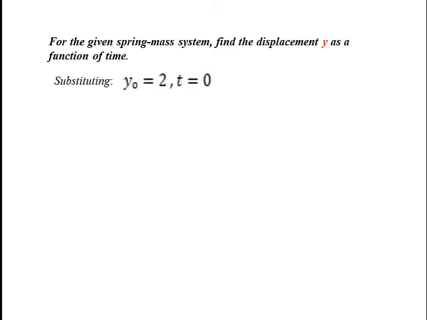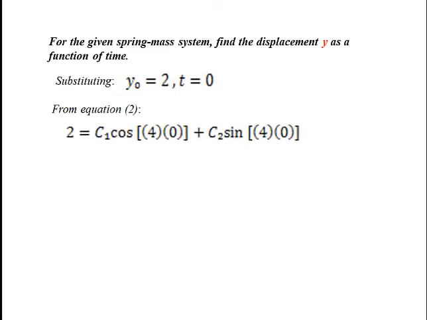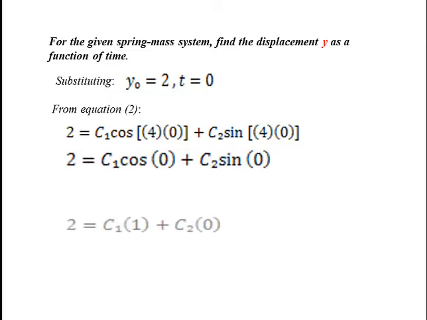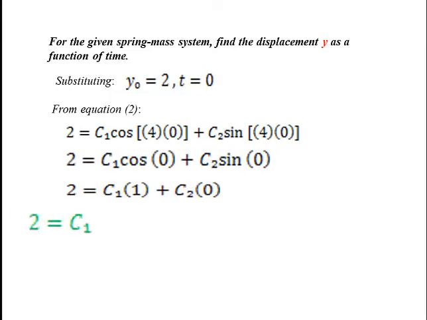Now, we substitute the initial values y sub 0 equals 2 and t equals 0 into equation 2. And we get 2 equals c1 cosine 4 times 0 plus c2 sine 4 times 0. By simplifying that, we get c1 equals 2.